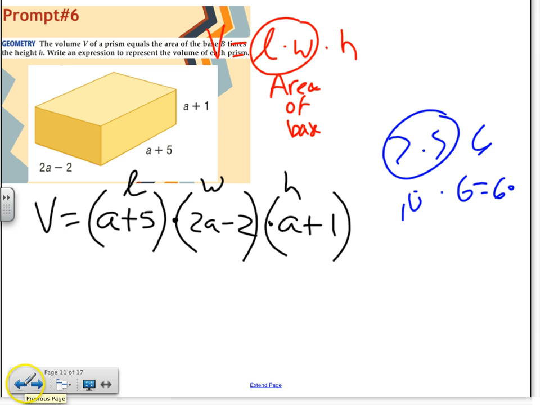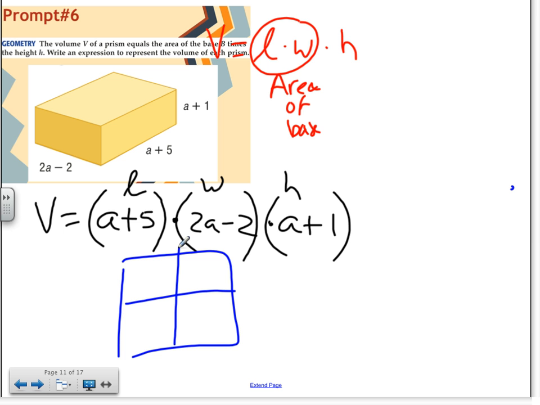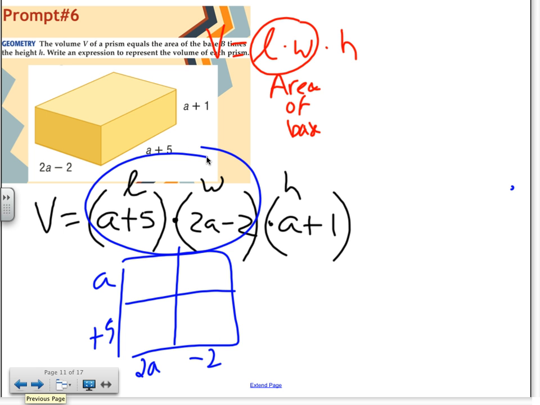So the same way here, I would definitely advise you to find the product of this first. What kind of box do you need for the first two? It's a 2 by 2. Very good. Let me guide you here. What do you put on the side? A plus 5, right? What over here? Then multiply. Go ahead and see what you got. Notice I'm doing just the first two right now.